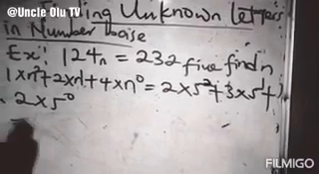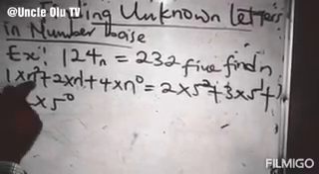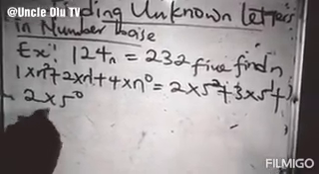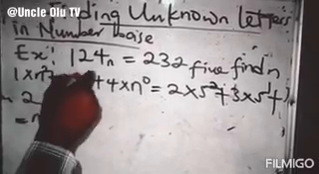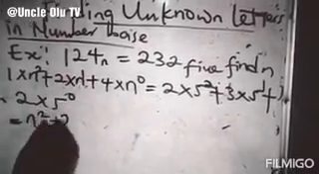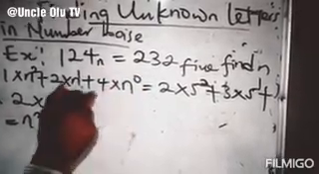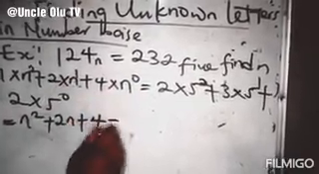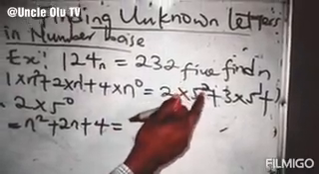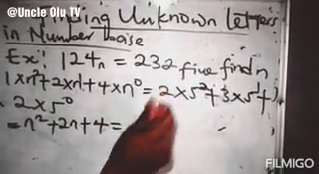So that will be 1 times n squared, n squared. n raised to power 1 is n, so 2 times n. n raised to power 0, that is 1. And 1 times 4, that is 4. 5 raised to power 2, 25. 25 times 2, that is 50.